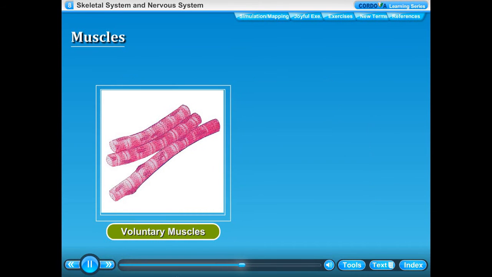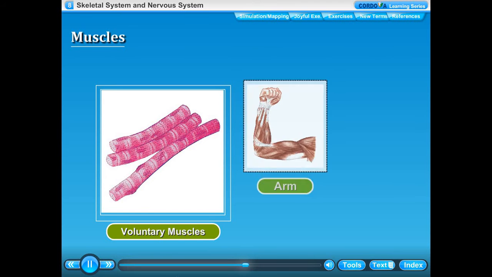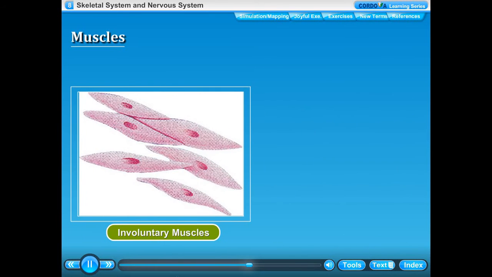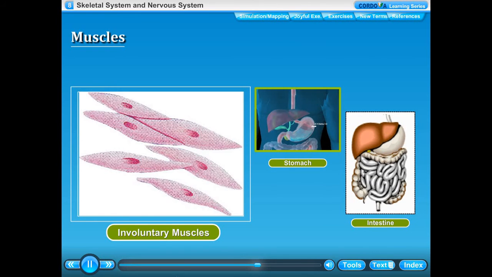Voluntary muscles. The muscles that are under our control are called voluntary muscles. Muscles in our arms and legs are examples of voluntary muscles. Involuntary muscles. The muscles that work but are not under our control are called involuntary muscles. They work automatically. Muscles in our stomach and intestine are involuntary muscles.